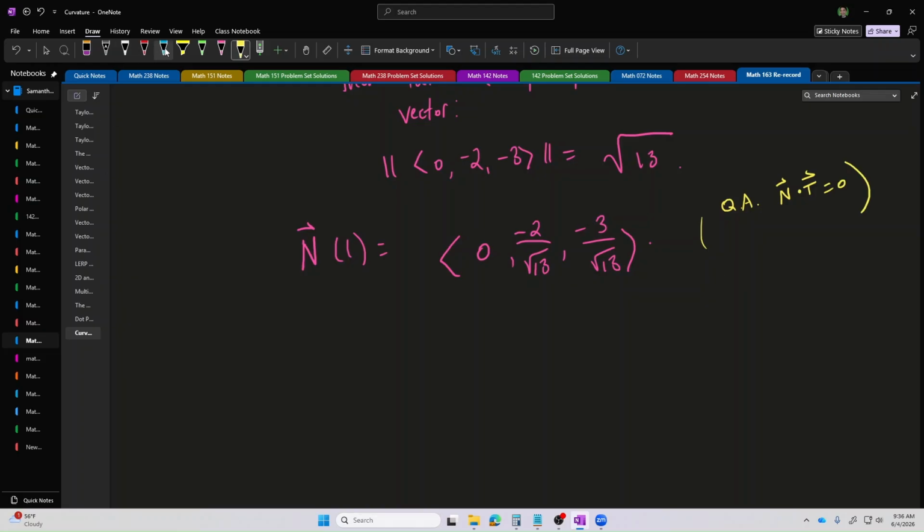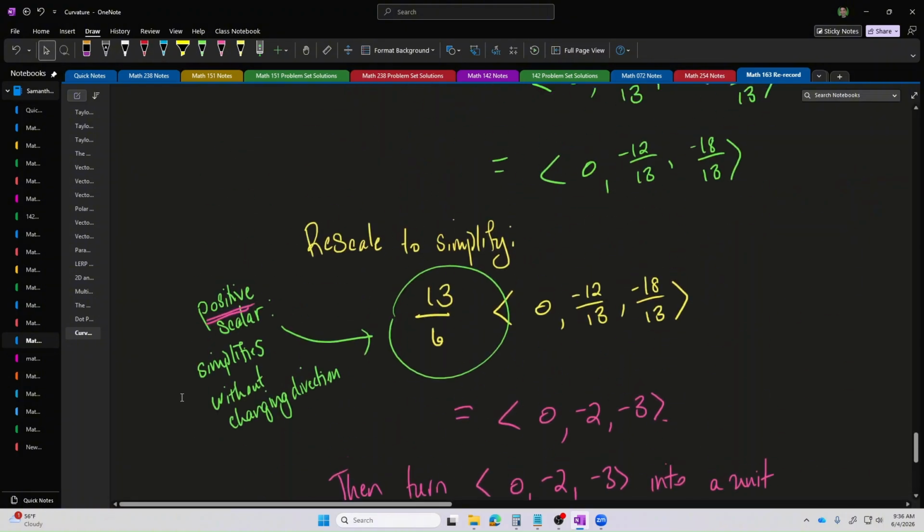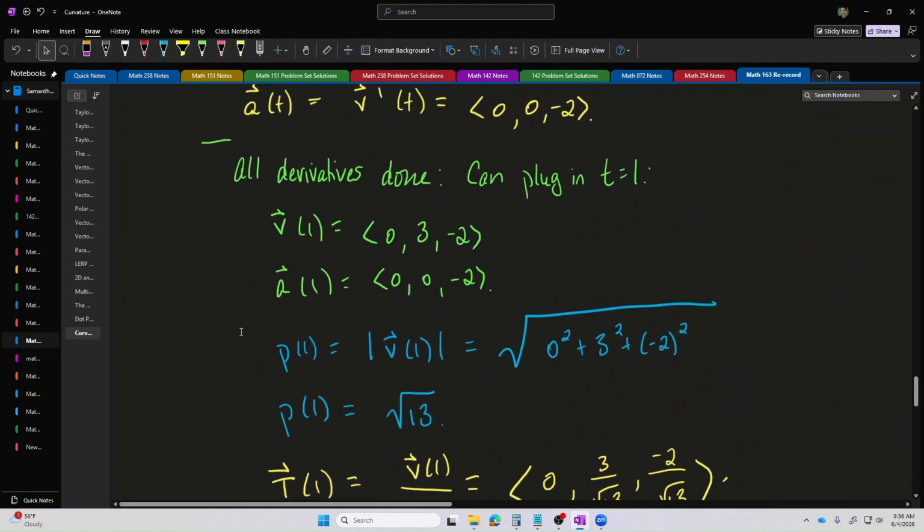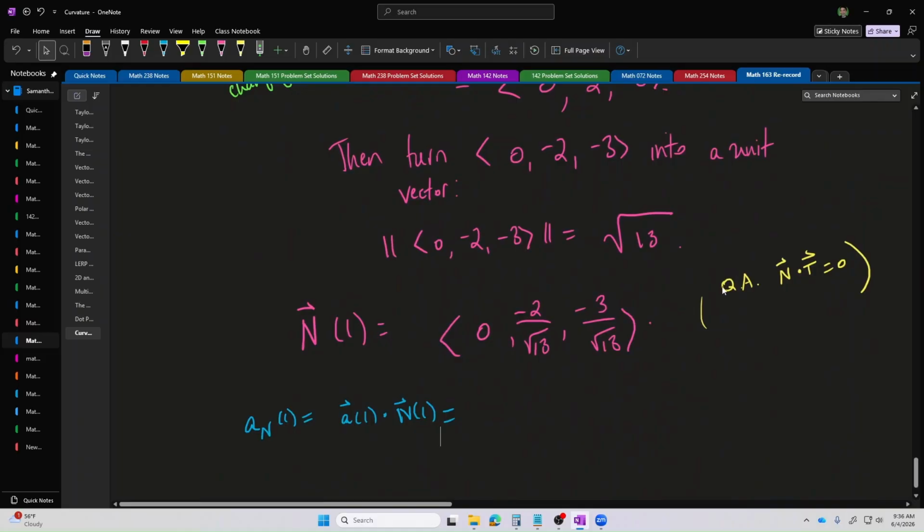Now that we've calculated n, we can proceed to find the normal component of acceleration by dotting together the acceleration vector and the normal vector that we've just found. So the acceleration vector from earlier, dotted with the normal vector that we just found, returns a value of positive 6 over square root 13.